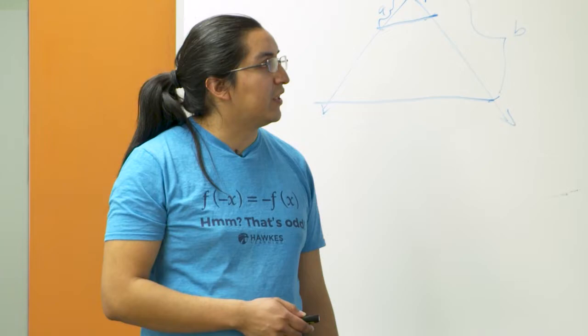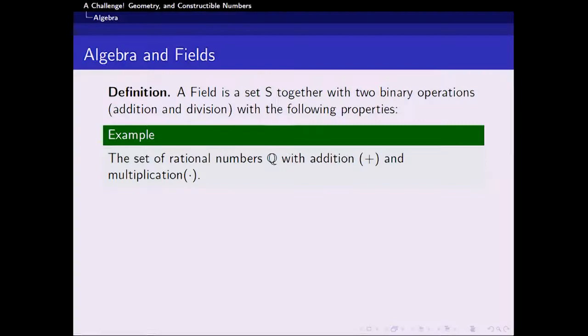So with that, I'm going to shift gears a little bit and talk about algebra a little bit. And so in the field of algebra, there are these things called fields. And a field is a set together with two binary operations. For our purposes, it's going to be, not division, addition and multiplication, with the following properties. And I'll illustrate the properties with an example.